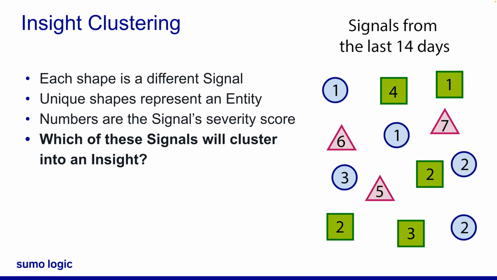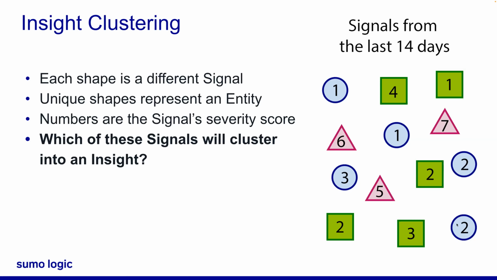Based on the rule that fired, each of these signals has a severity score, which is the number within the shape. Now remember, by default, an entity needs an activity score of 12 before an insight is created. And the activity score is very simply the sum of all the severity scores from the last 14 days. So of these blue circles, pink triangles, and green squares, which of those signals will cluster into an insight?